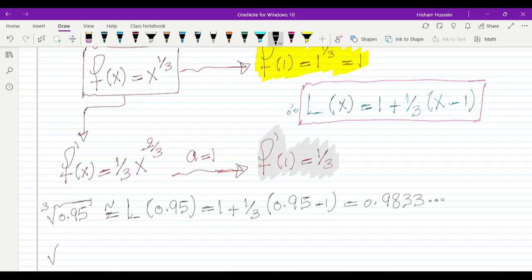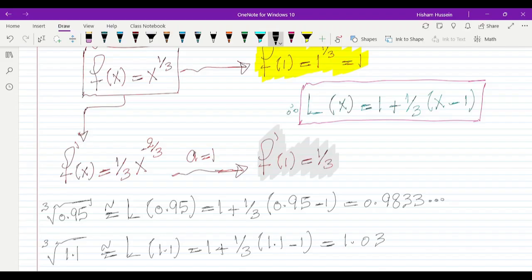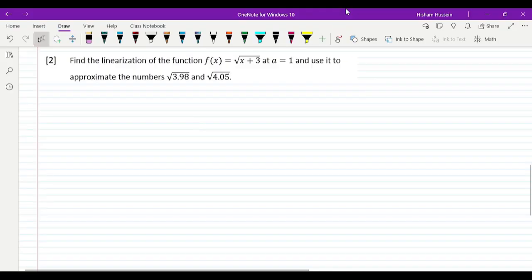0.9833 and so on. The cubic root of 1.1 nearly equals the linear approximation for 1.1, which is 1 plus 1 over 3 times 1.1 minus 1. This equals 1.0333 and so on.